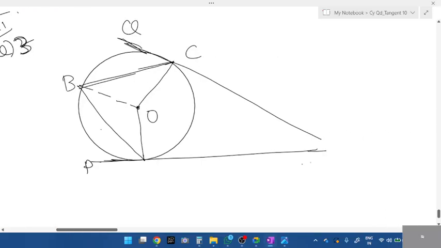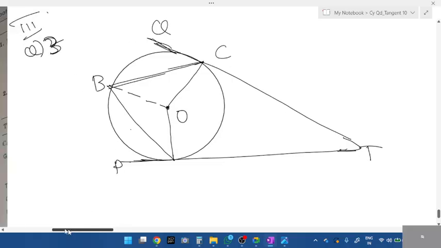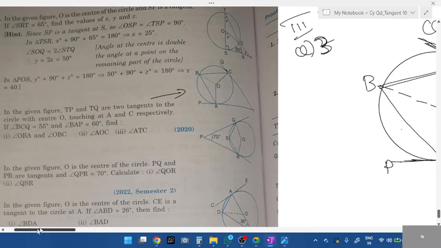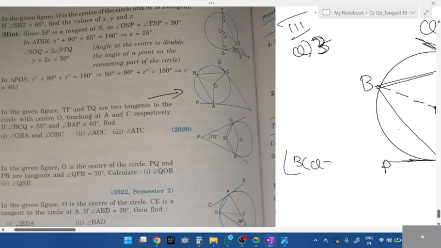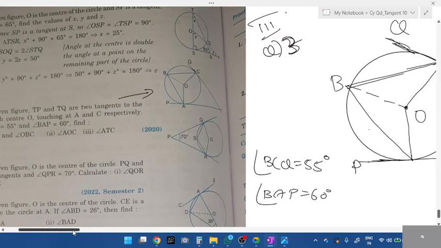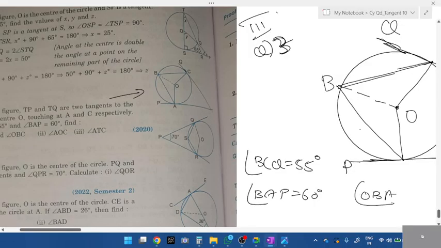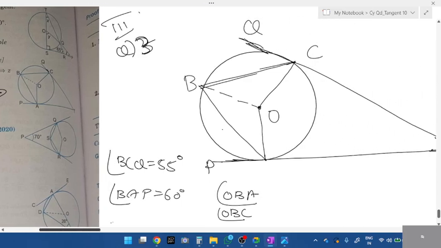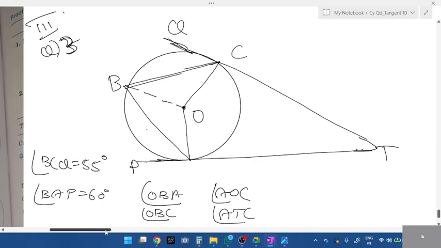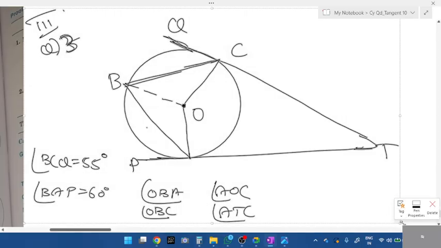OBQ and this is T. Angle BCQ is equal to 55 degrees, angle BAP is 60 degrees. We need to find angle OBA, angle OBC, angle AOC, ATC. Okay, is Adia online? Adia, Charisha, Ayomi, Lamula. All of you answer, students. Let's solve this question. Only this seems to be a bit tough.